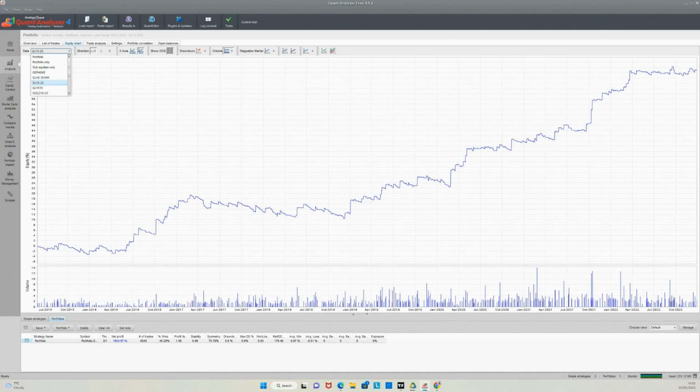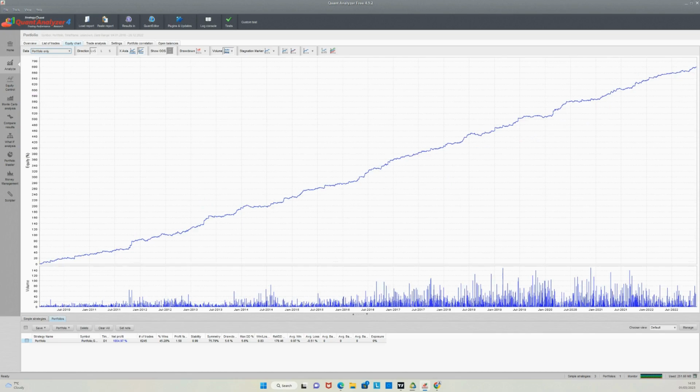This is part of a bigger portfolio shown here. That period in 2017 to 19, you can see it doesn't affect our equity growth.